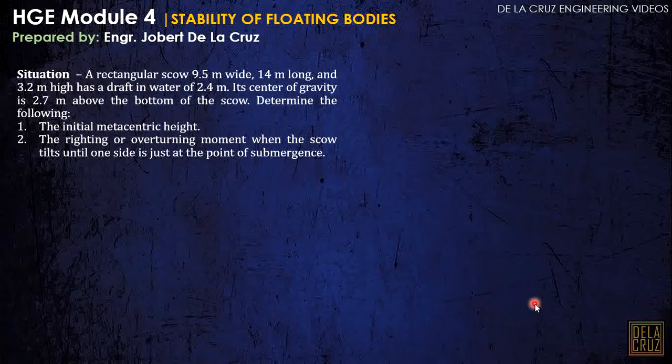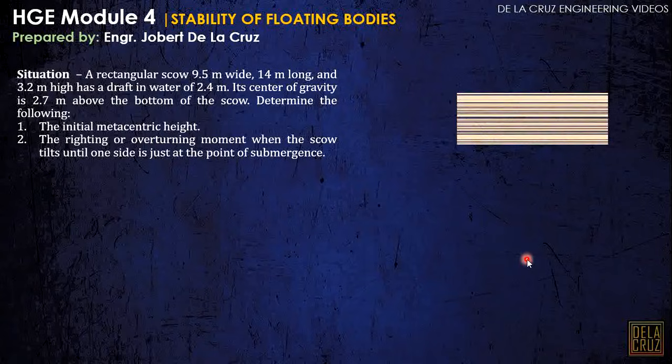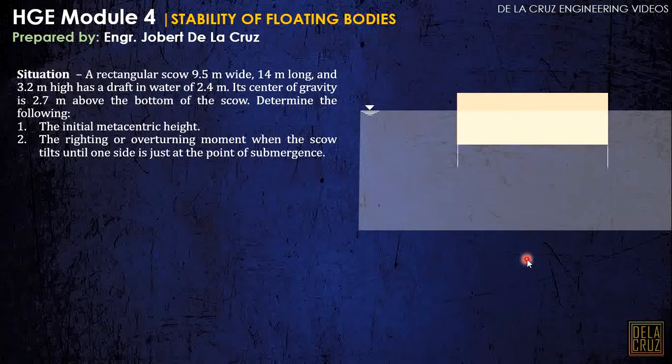A rectangular scow, 9.5 meters wide, 14 meters long, and 3.2 meters high, has a draft in water of 2.4 meters. Its center of gravity is 2.7 meters above the bottom of the scow. Determine the initial metacentric height, and the righting or overturning moment when the scow tilts until one side is just at the point of submergence. This is a board exam problem. So this is our scow. Let me call this B, 9.5, and this is the height, 3.2. And this is our draft.